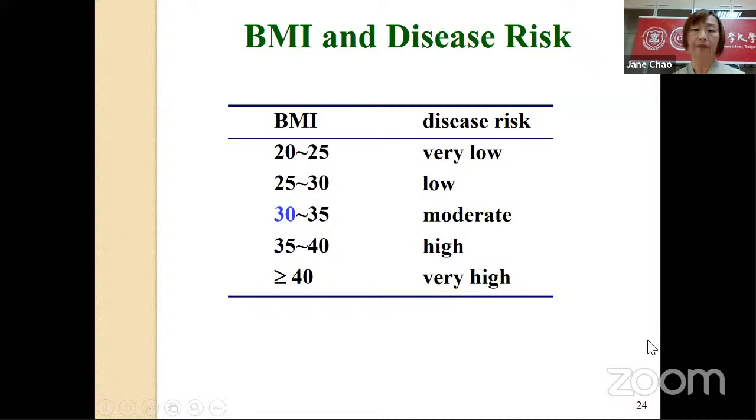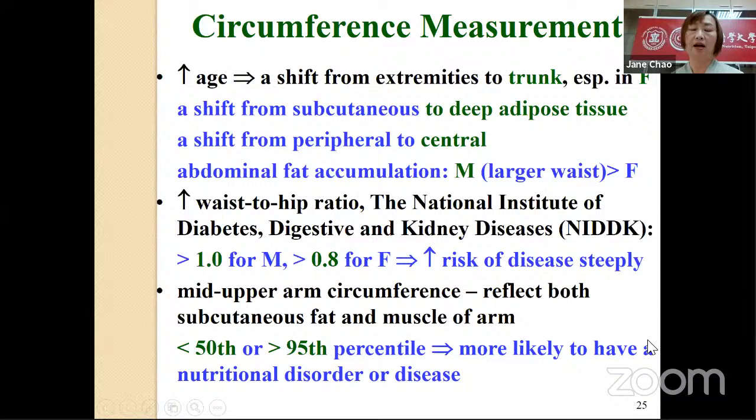Circumference. Usual circumference can indirectly indicate two body compositions. One is body fat, the other one is muscles. So if you see increased age, it shifts your body fat from the extremities, that means from your hands, your arms and your legs, to your trunk. Trunk means the central trunk position, for example, abdomen.